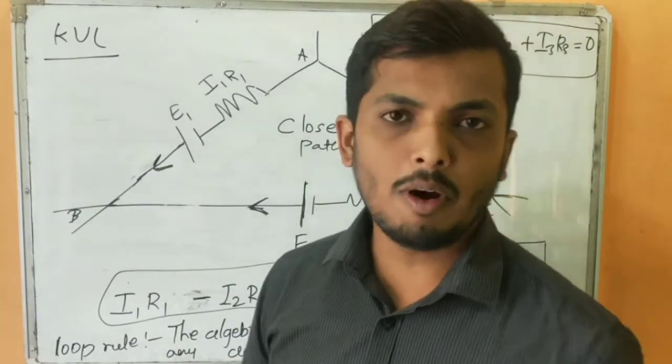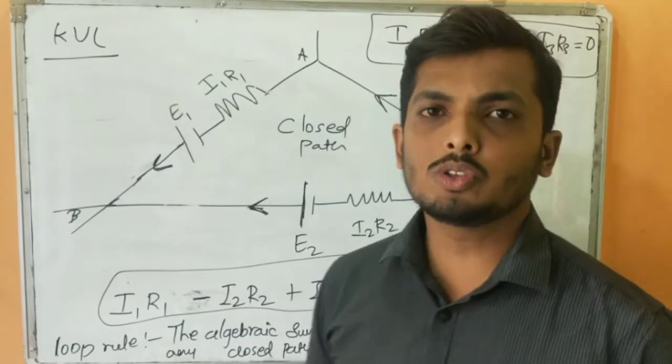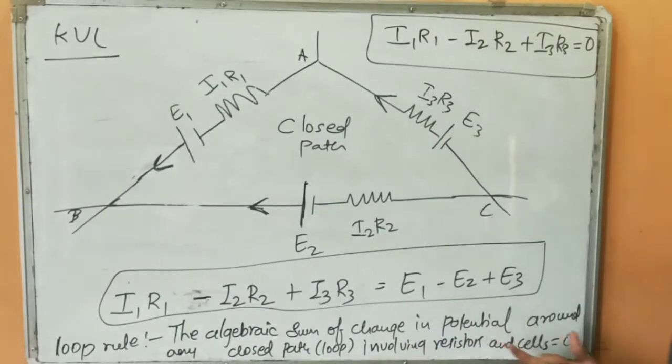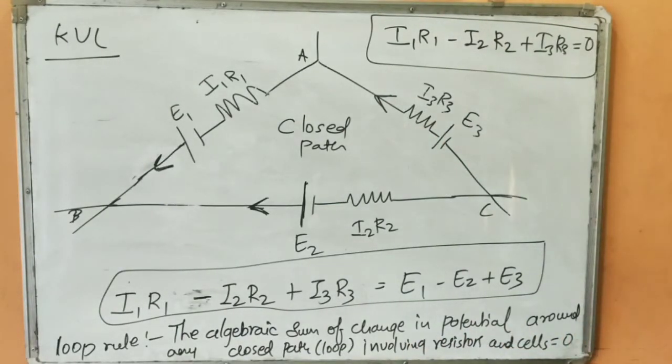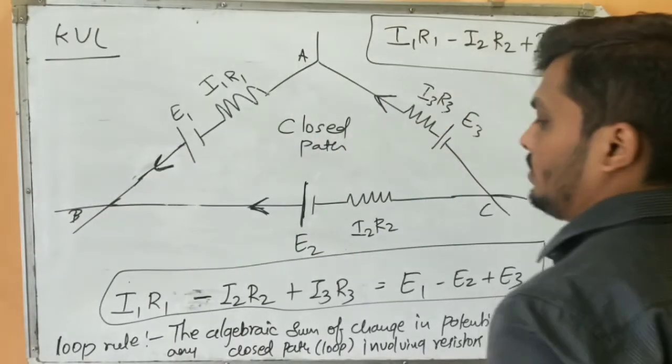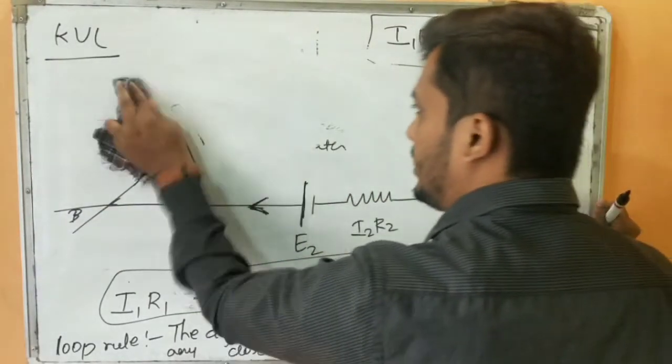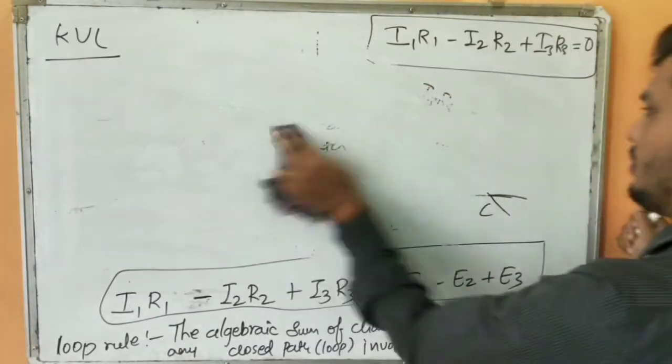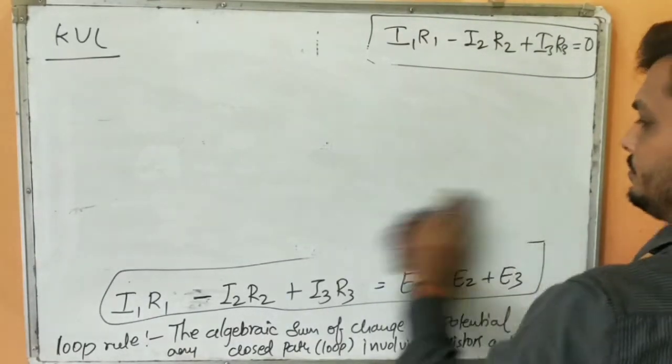It states that the sum of the IR products will be equal to the sum of the individual EMF across those circuits. Clear? Now, the most important thing to be understood here is the significance. So what does it state? Can anybody guess what will be the significance of Kirchhoff's voltage law?